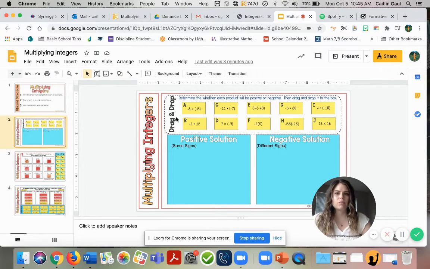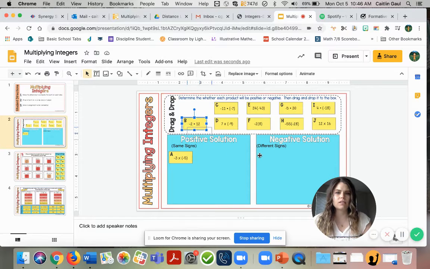So if we look at example A, I'm taking a -3 times a -5. Those have the same signs. So this would get dragged and dropped into the positive solution. Versus if we look at B, that is a -2 times 12, which is different signs. So that's going to give you a negative solution.